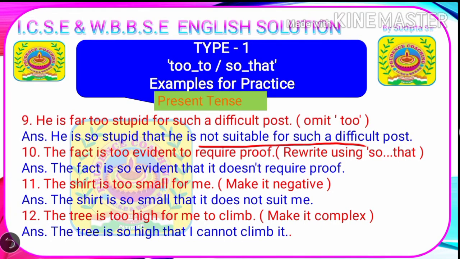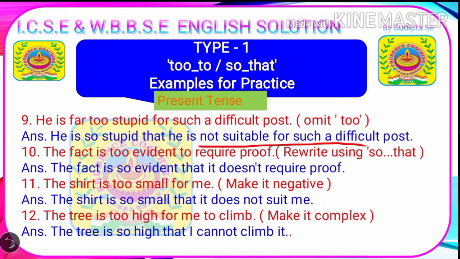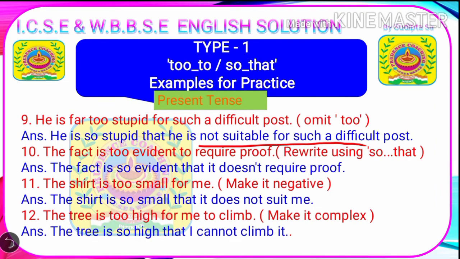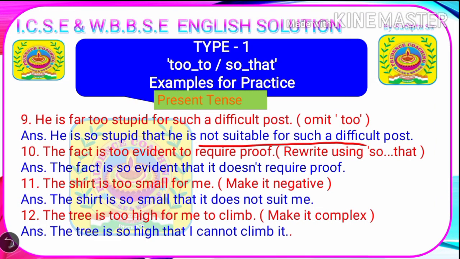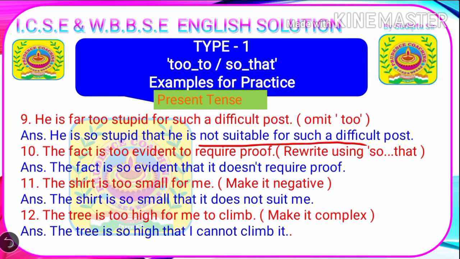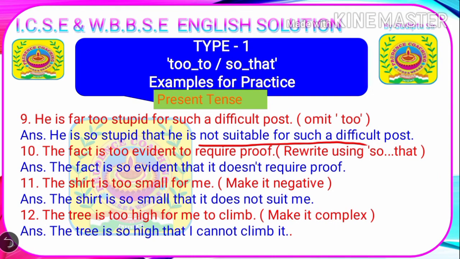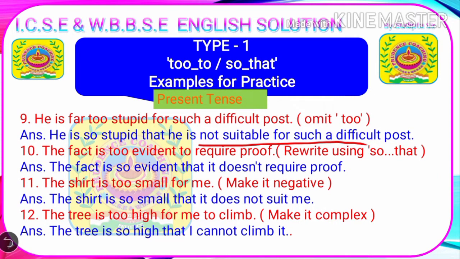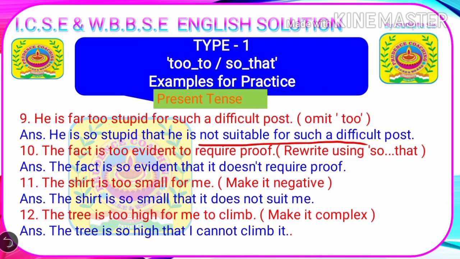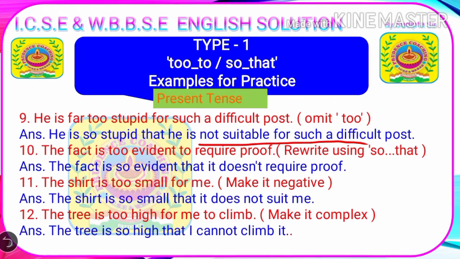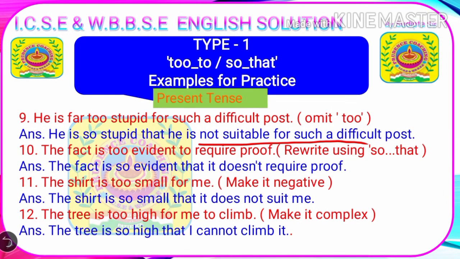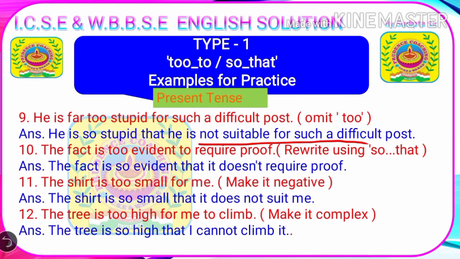You will have to practice this question so that you can understand better. Number 10. The fact is too evident to require a proof. Rewrite using so that. The answer is: the fact is so evident that it does not require proof. Next, number 11. The shirt is too small for me. Make it negative. Answer is: the shirt is so small that it does not suit me.